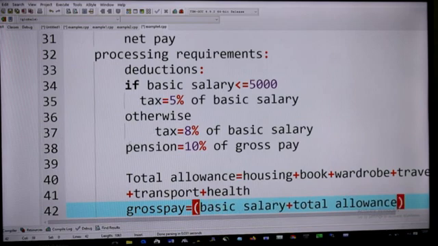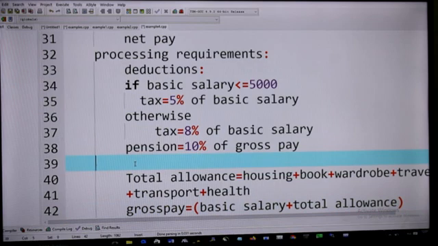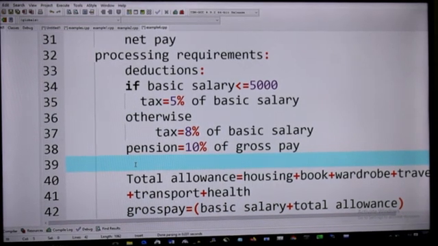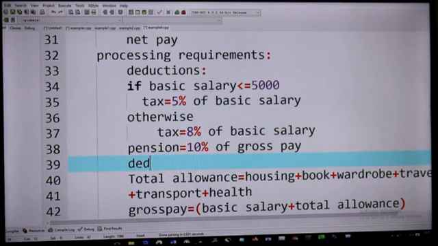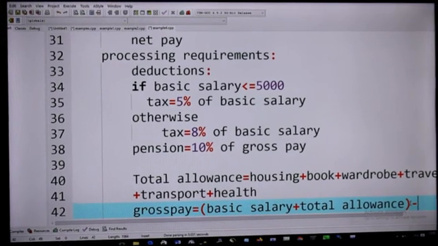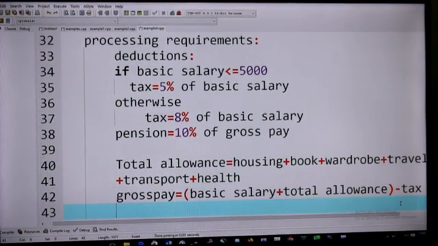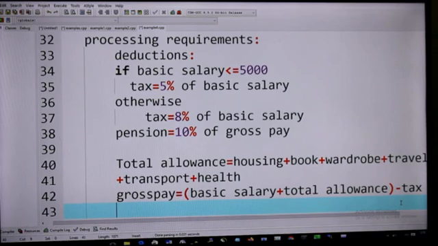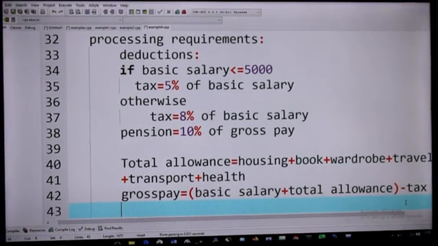Then here, our deduction. You can write it like this, that our deduction is equal to tax plus pension. Okay, we are going to deduct that, but we are going to deduct pension after we know our gross pay. So gross pay is equal to basic salary plus total allowance minus tax. So that is our gross pay. So now, our pension is 10% of gross pay. So that will be our pension.